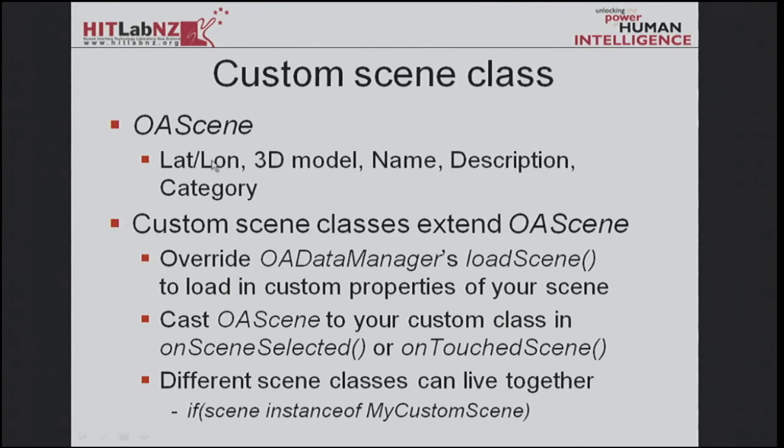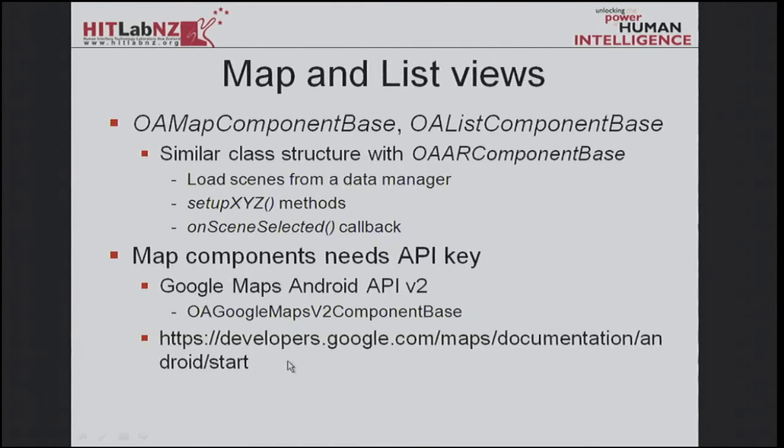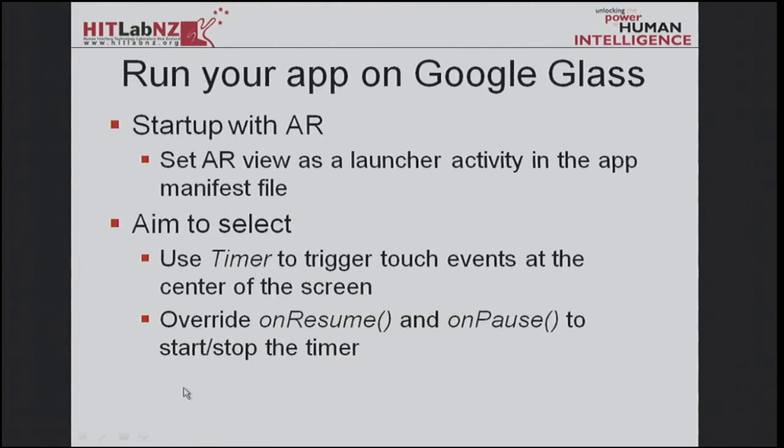Again, OA scene is a class that describes the scene, where you can describe lat long and 3D model sort of things. I'll go through those. And to use the map interface, you'll need the map API key from Google. So that's the place you can get those.